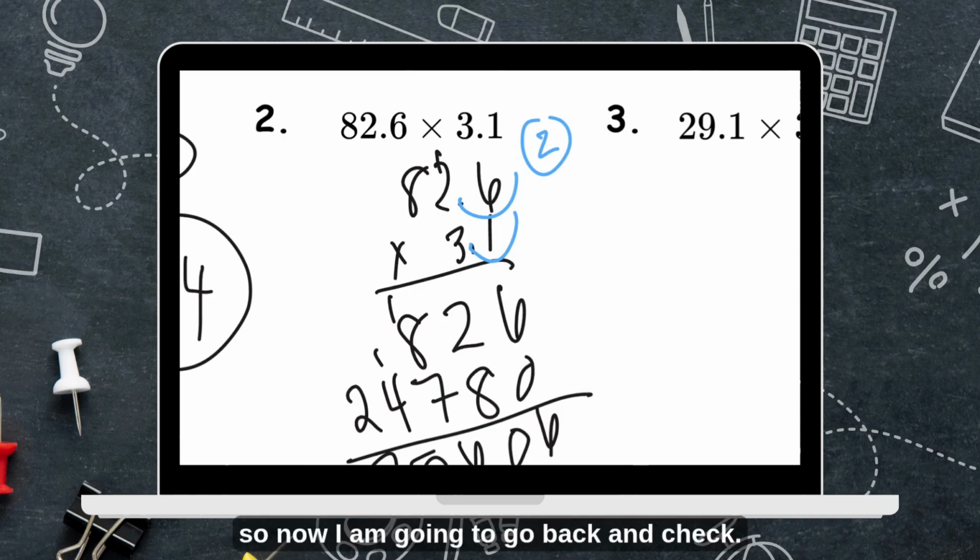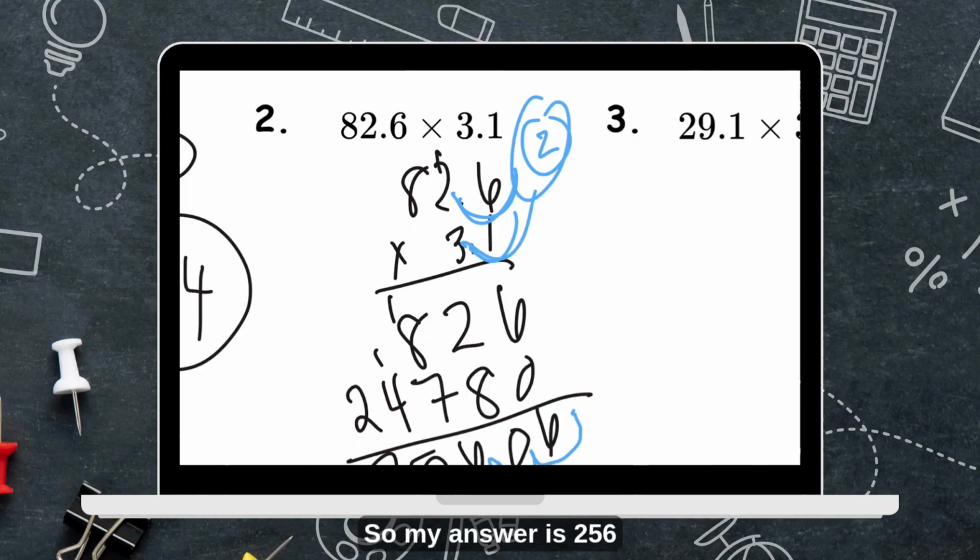So 6, 10, carry the 1, 16, carry the 1, 5, 2. Okay, so now I am going to go back and check. I'm going to move my decimal 2 times back into the answer, 2 times. So my answer is 256 and 6/100.